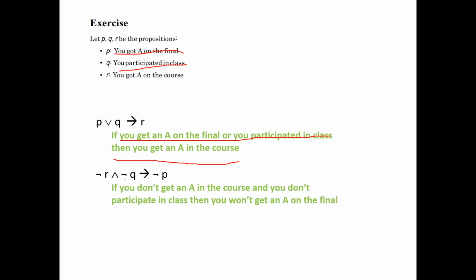What about the second one? Not R and not Q. If you don't get an A in the course and you don't participate in class, then you won't get an A on the final. Now, this is the translation. It might not make a lot of sense English-wise, but this is the translation of this formula. So it's kind of like learning a language.